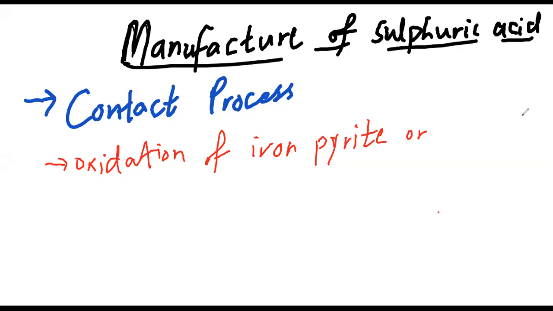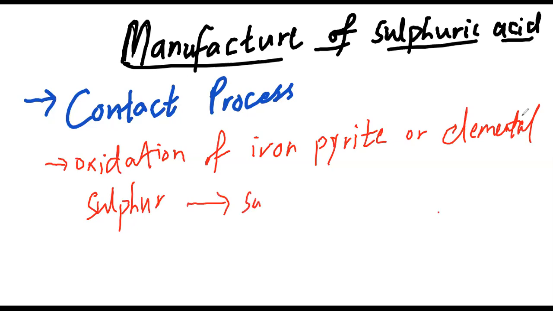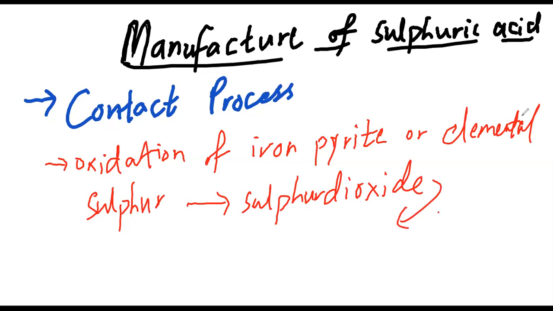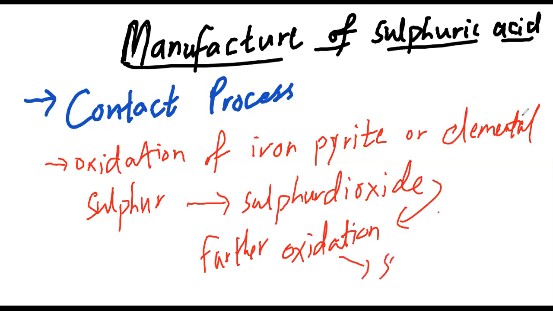We first do oxidation of the iron pyrite, or this is also called elemental sulfur. Then from this we form sulfur dioxide. From the oxidation of iron pyrite we form sulfur dioxide. Then we do further oxidation of sulfur dioxide to obtain sulfur trioxide.